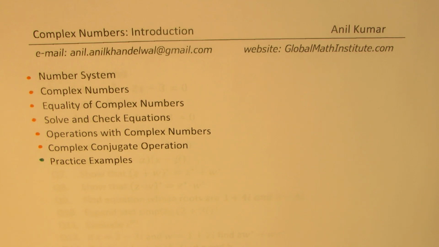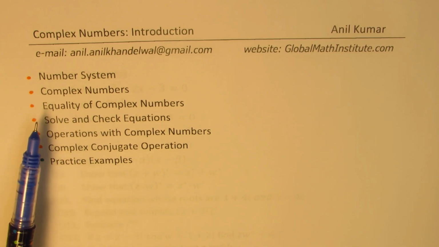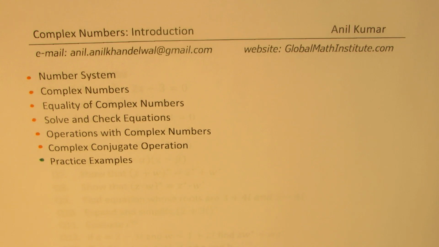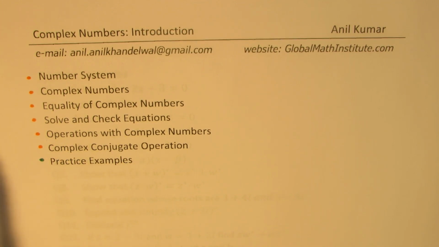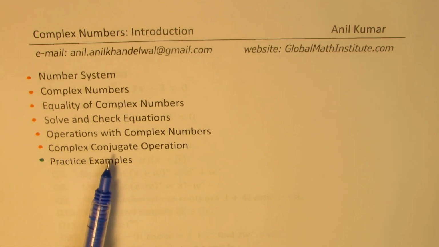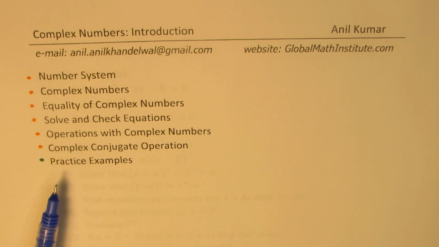In this introductory chapter, we'll discuss many points. Some of them are listed here. We'll talk about the number system in general and see why these complex numbers were introduced and figure out when are the two complex numbers equal, how to solve equations related to complex numbers. We'll do few operations with complex numbers and also find relations with conjugate of complex numbers. We are going to do all that with some practice examples.